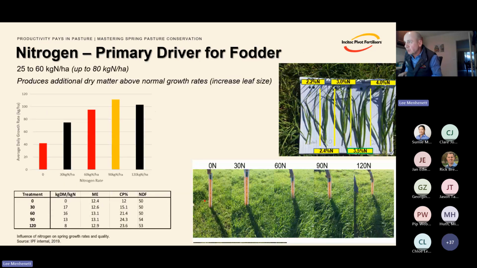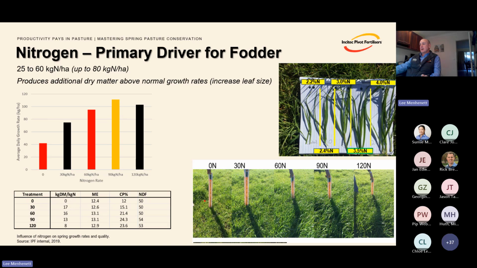Okay, so nitrogen is our primary driver, as we said, and we want to be applying rates of a minimum of 25 kilos of nitrogen in every application, up to a maximum of 60 kilos of nitrogen in any one application. And typically we see a linear response to nitrogen. So the more we put on, the more dry matter we're going to get. But you can see the efficiencies drop off with higher rates. So we want to cap it out at about that 60.